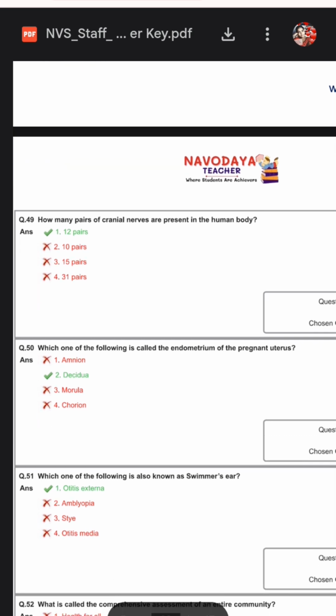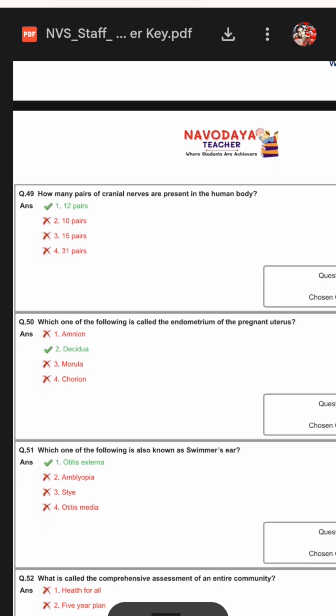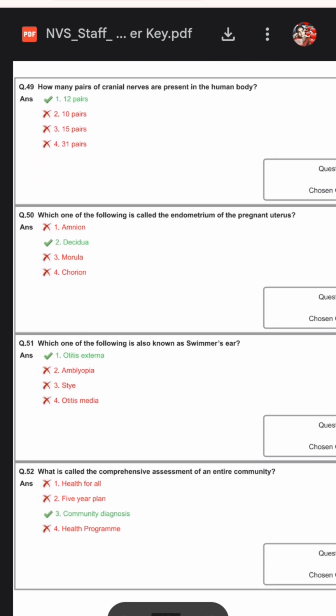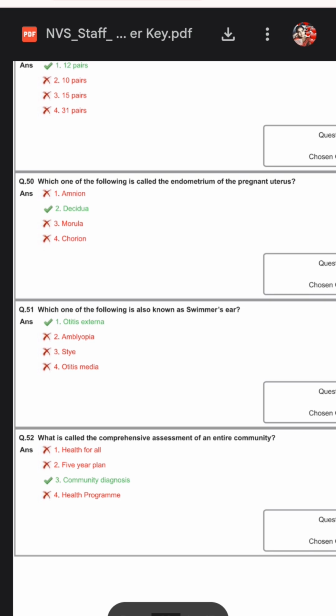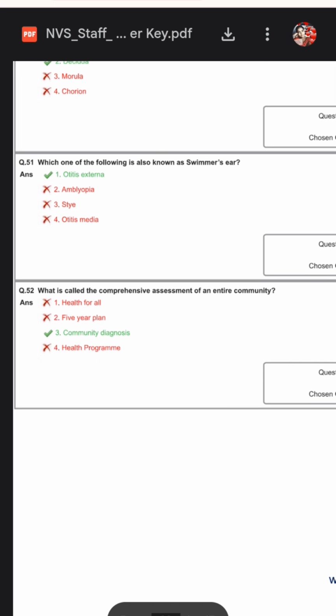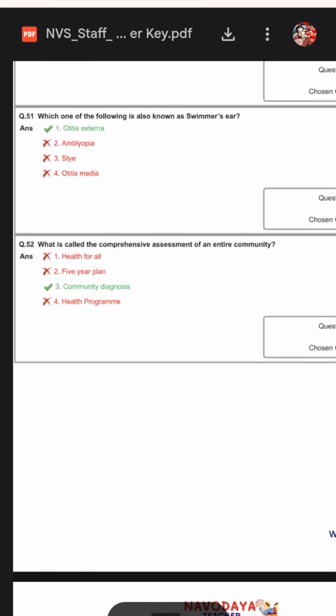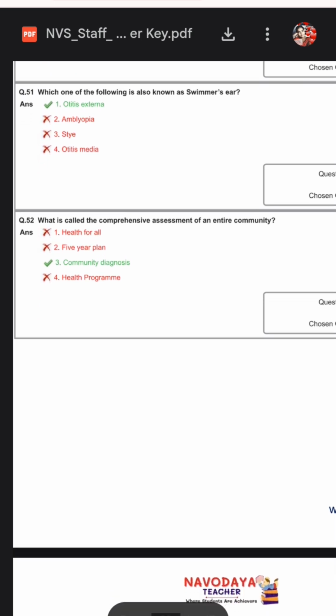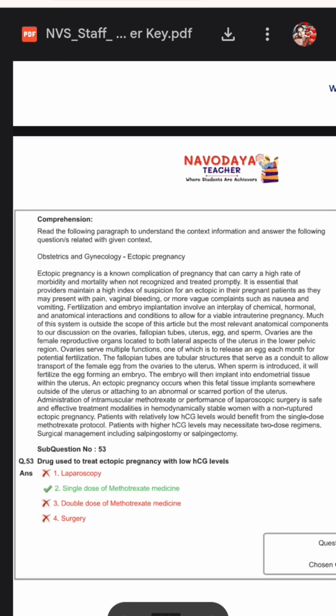Which of the following is called the endometrium of the pregnant uterus? Decidua is called the endometrium of the pregnant uterus. Which of the following is known as swimmer's ear? Otitis externa is called swimmer's ear. What is called the comprehensive assessment of the entire community? Community diagnosis is called the comprehensive assessment of the entire community.